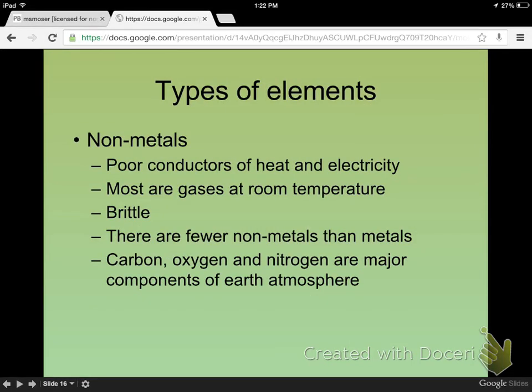Okay, non-metals are the second broad category of elements that we're going to talk about. Non-metals are everything that metals are not, and vice versa. If you have a sibling who you are nothing like, this is metals and non-metals. Metals are good conductors. Non-metals are lousy conductors. Metals are solids at room temp. Non-metals tend to be gaseous. Metals are ductile and malleable. Non-metals are brittle.